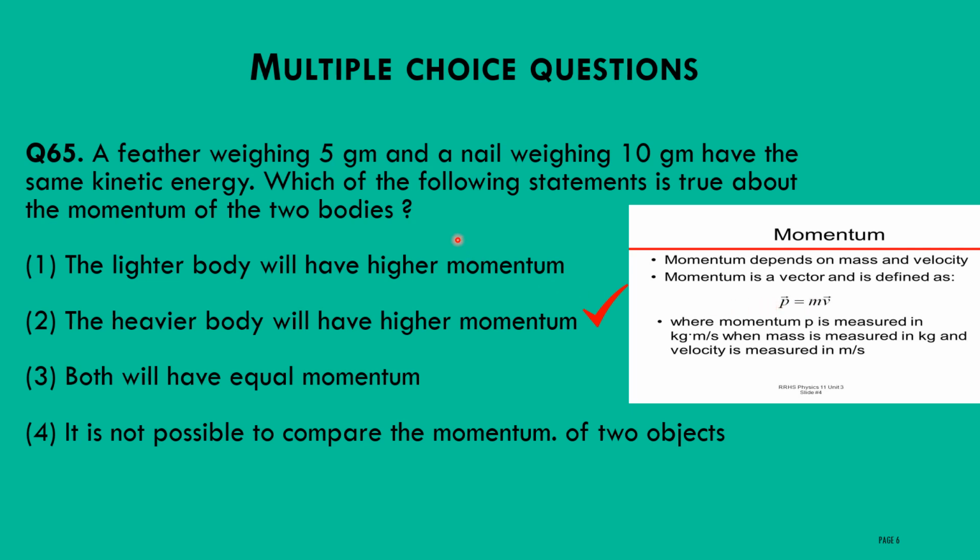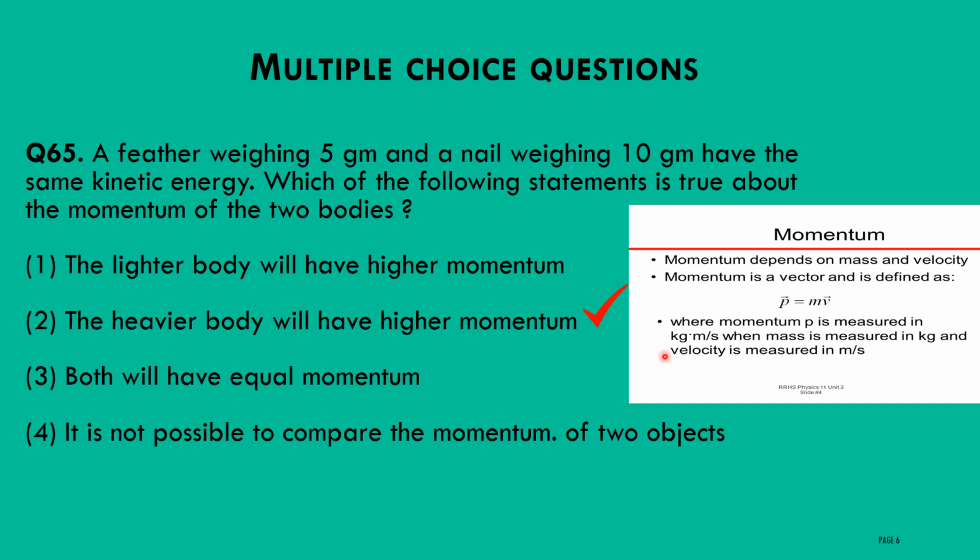Look at this case and compare. Here they are given two different objects having two different weights. Here nail is having 10 gram, feather is having 5 gram. The nail possesses more weight, therefore momentum of the nail is more compared to momentum of the feather, because the nail possesses more mass. Already you know, when the object has more mass, it will possess more momentum. Therefore the second option, the heavier body will have higher momentum, is the correct answer.